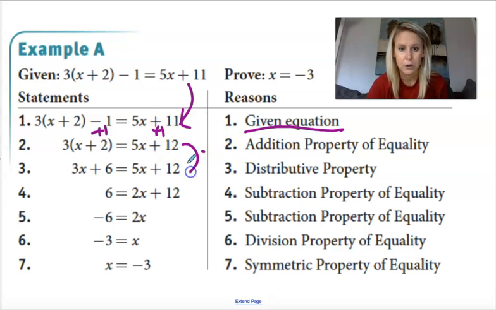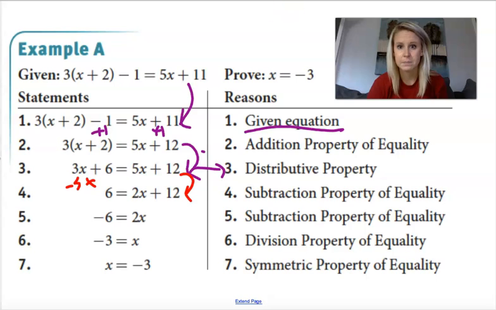Then you have to ask yourself, well, from here to here, what happened, what changed? This is the same, this is different. Well, hey, they distributed, okay? So what happens from here to here goes in this column, the distributive property. Next step, what happened from step 3 to line 4? Well, the 6 stayed the same, the 12 stayed the same, the x's changed, so they moved the x's to the right-hand side, meaning that they subtracted 3x. Okay, since they subtracted 3x from both sides, you've got the subtraction property of equality.